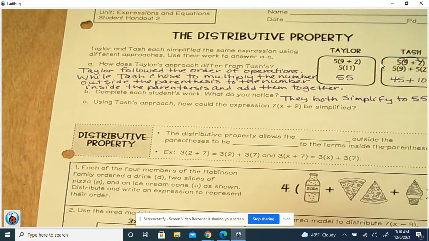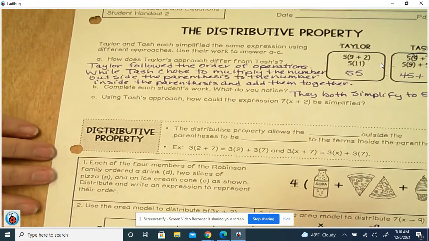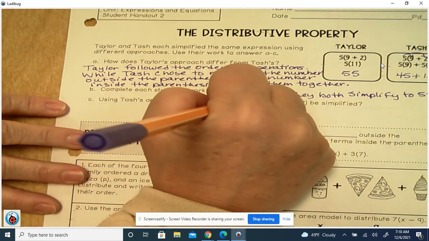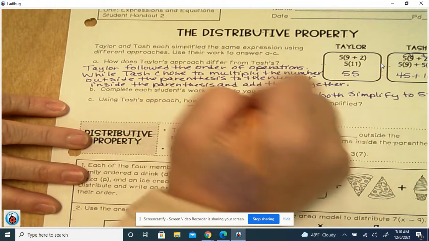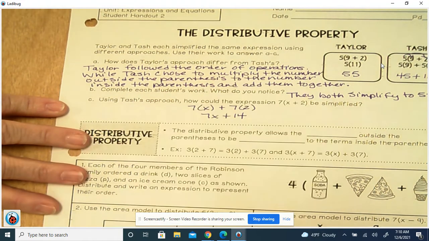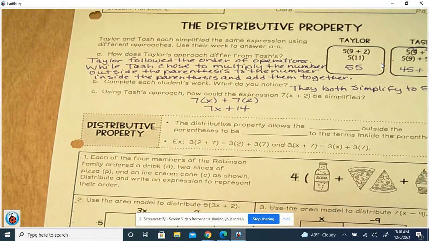Using Tash's approach, how could the expression 7 times x plus 2 be simplified? We could do 7 times x plus 7 times 2, and that simplifies to 7x plus 14. You have got to know your times tables, guys.